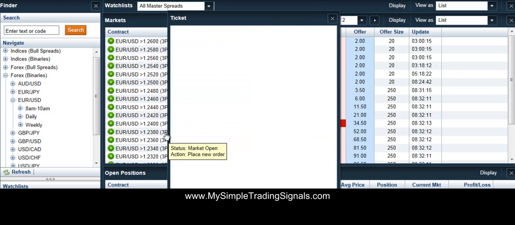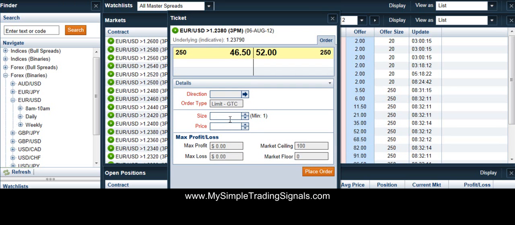So I'm going to click on it, and a screen will pop up that says Euro US dollar, that you think it's going to be greater than 123.80 at 3 o'clock on August 6th. Then they give you the underlying, or the actual price of where the Euro US dollar currently is. You can see it's at 123.79.80. It keeps bouncing around back and forth. So at this point, that's basically right at where the market is.